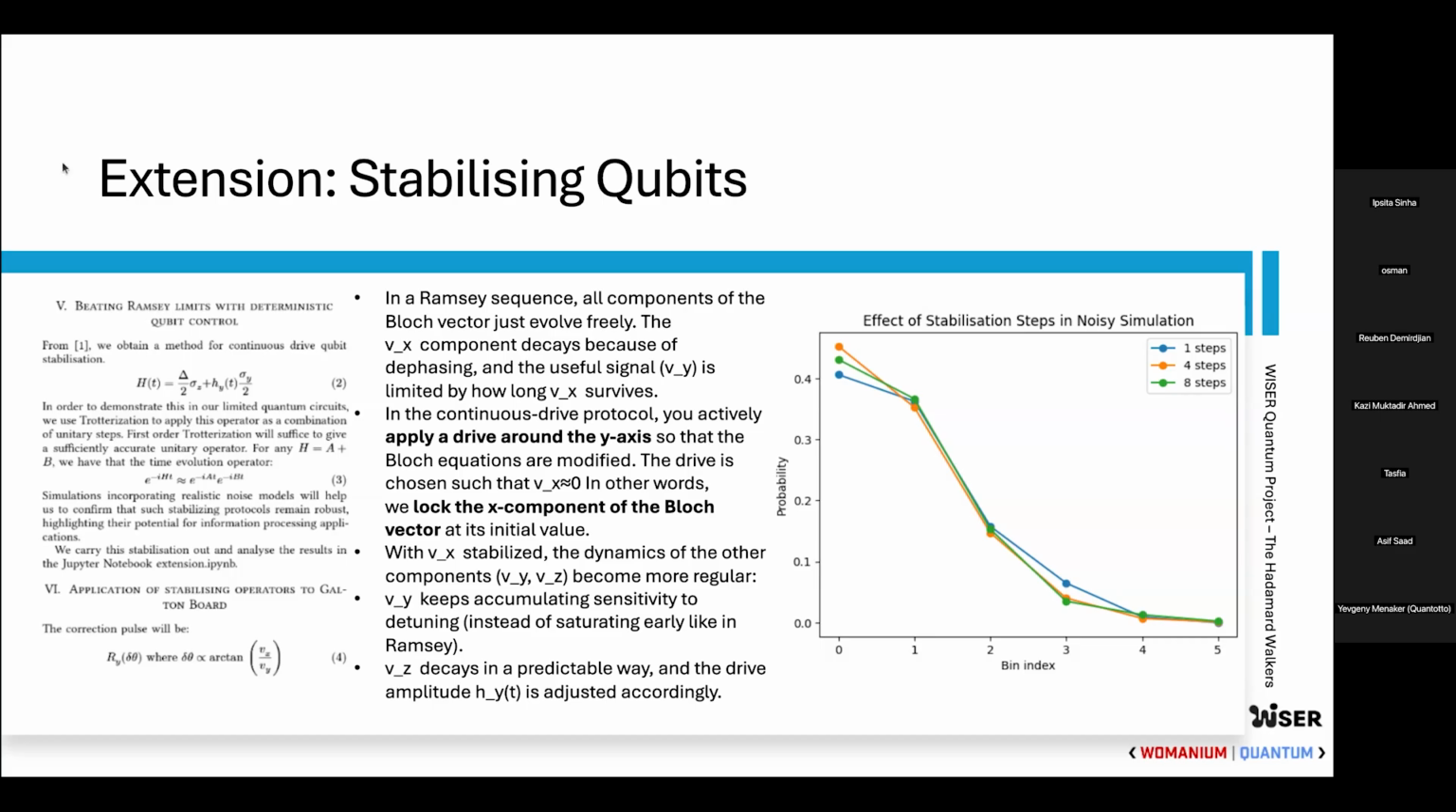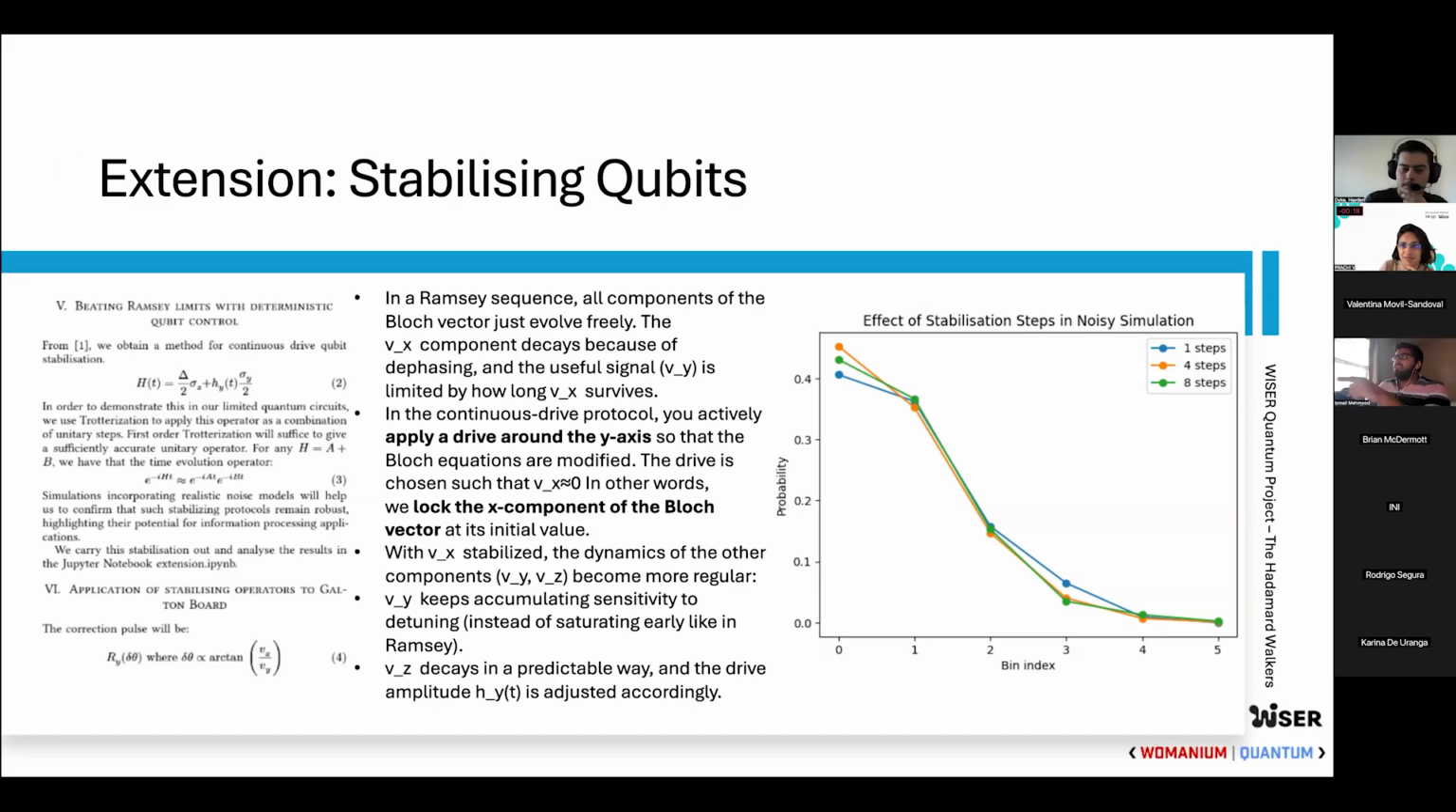Sorry. Okay, so effectively we get to our stabilization routine. You can see in this graph here, we could show that it has an improvement over the normal model by applying small rotational gates to the qubit, which we apply to the Galton board to obtain some better results.